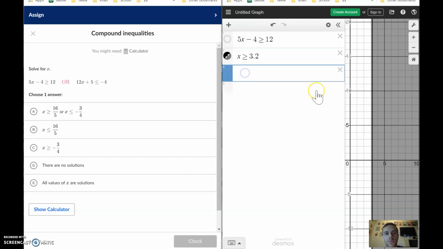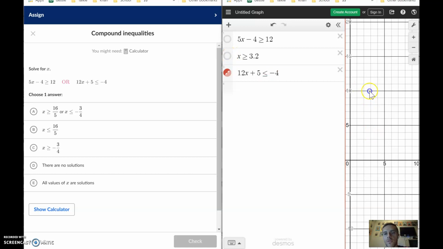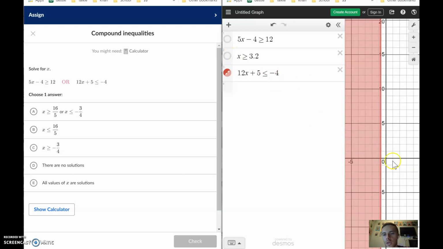Let's go ahead and solve the other one. Type it in: 12x plus 5 is less than or equal to -4. And I'm going to take this away, I don't want to get confused right now. Here's the shade. I'm clicking on that value, -0.75. So x is less than, because it's shaded to the left, right?